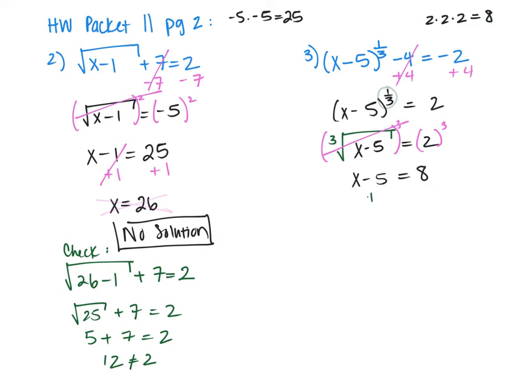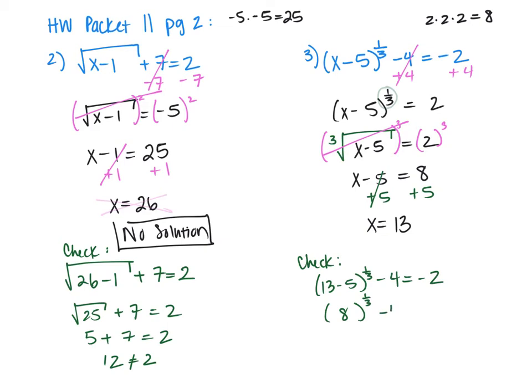I'm going to add 5 to both sides. That cancels. X is equal to 8 plus 5, which gives me 13. So X could be 13, but let's double check here. So I'm going to check my answer, and I'm going to plug 13 into the equation to work this out. So in the parentheses here, 13 minus 5 gives me 8. And it's to the 1/3 power, and this side should equal -2.